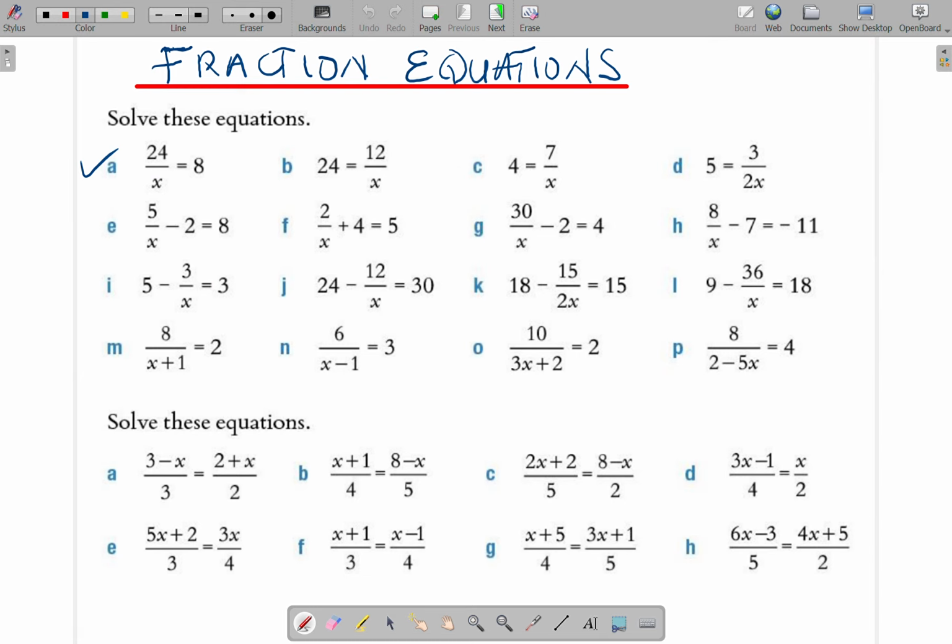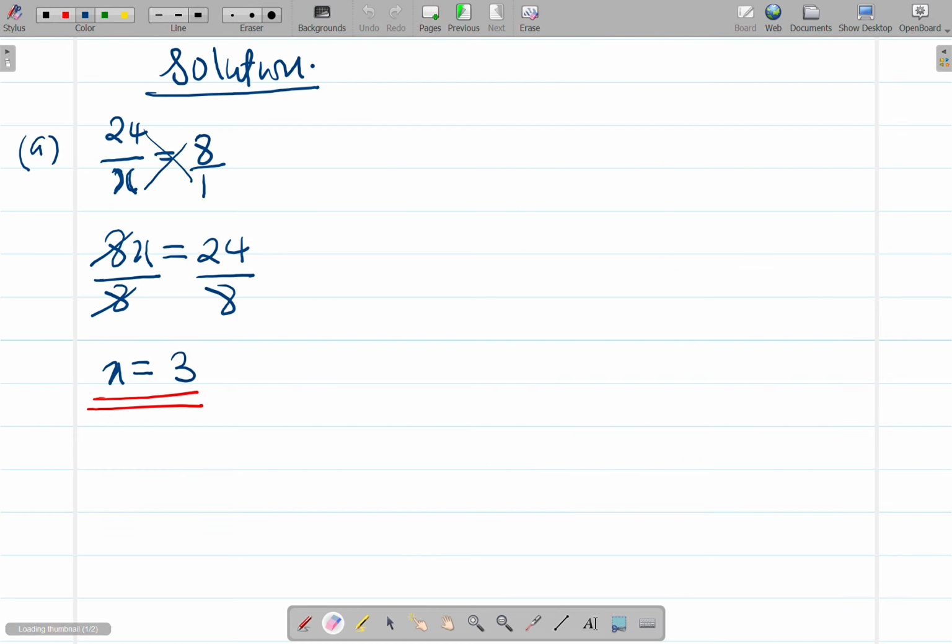Let's now attempt part E of the equation. So we have 5 over x minus 2 is equal to 8. I'll call this B. So 5 over x minus 2 is equal to 8.